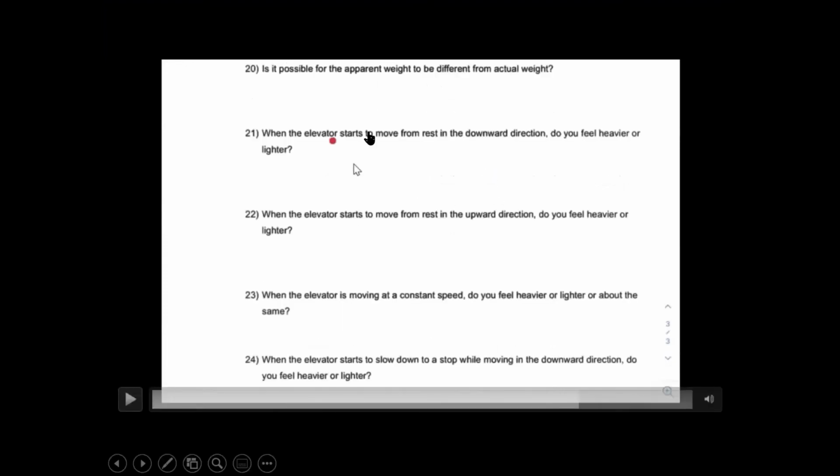Question number 21. It's accelerating in the downward direction. Do you feel heavier, lighter, about the same? So you will feel lighter, right? So that's the correct answer.